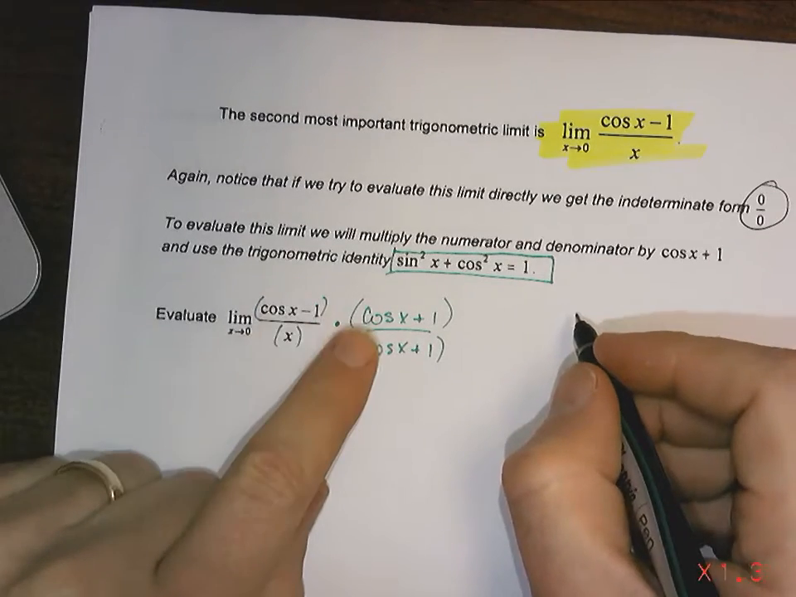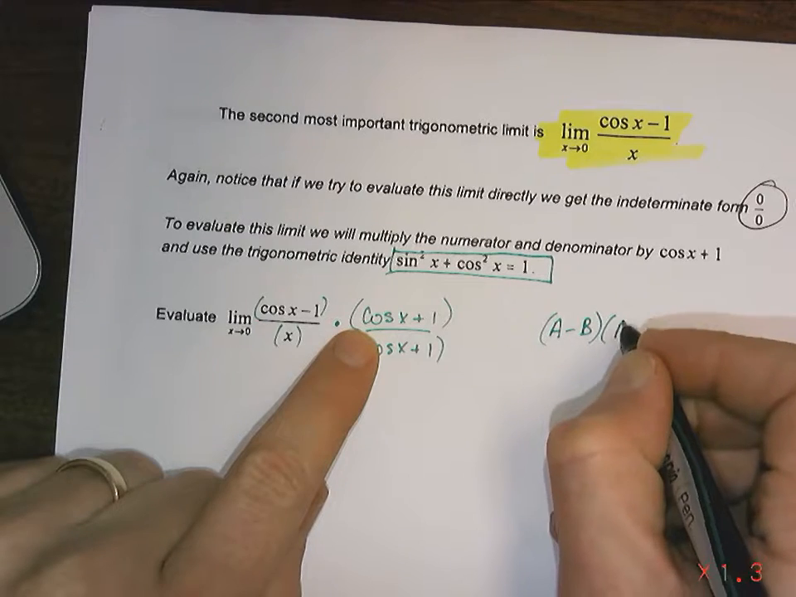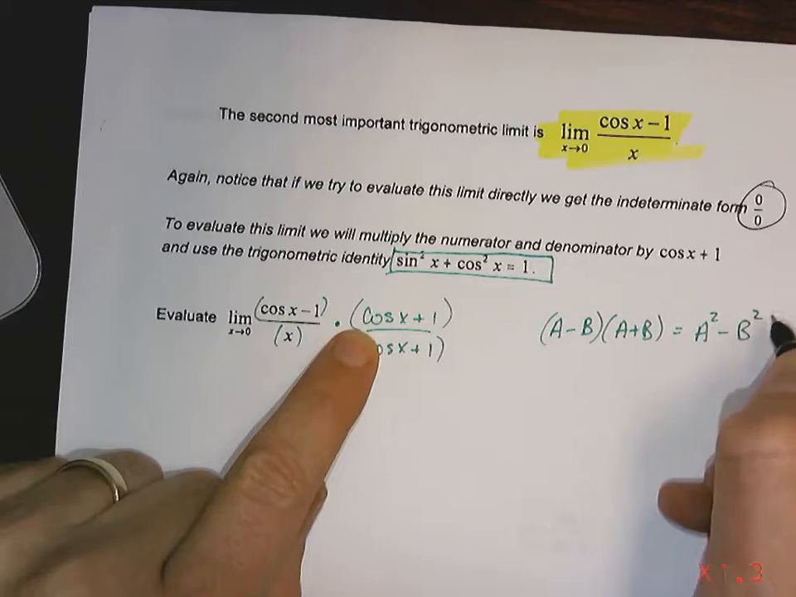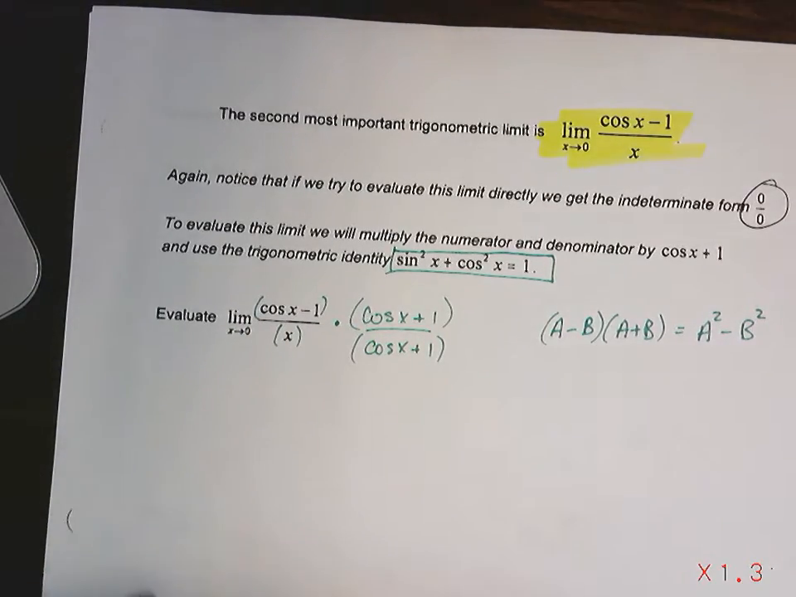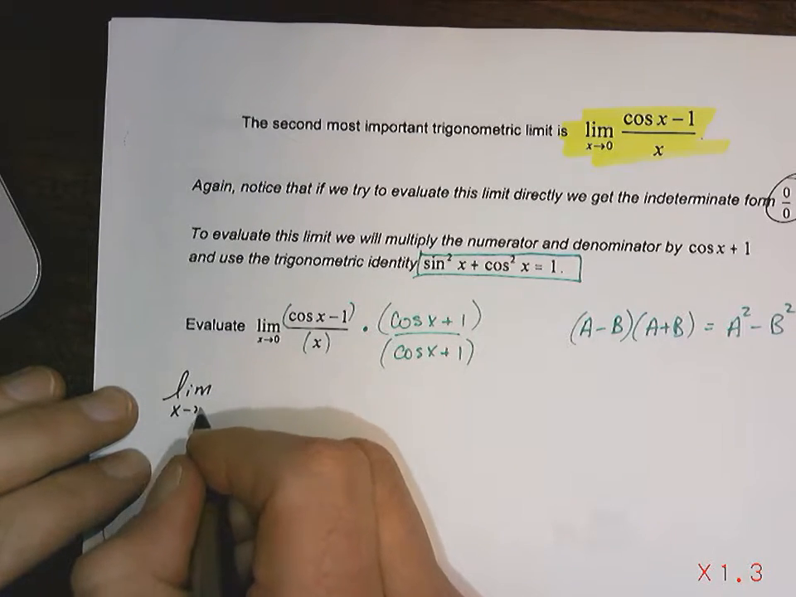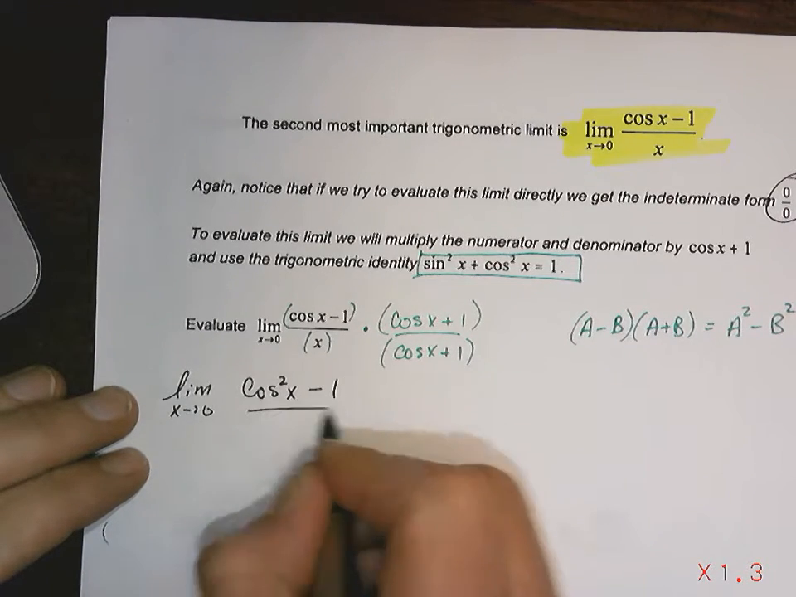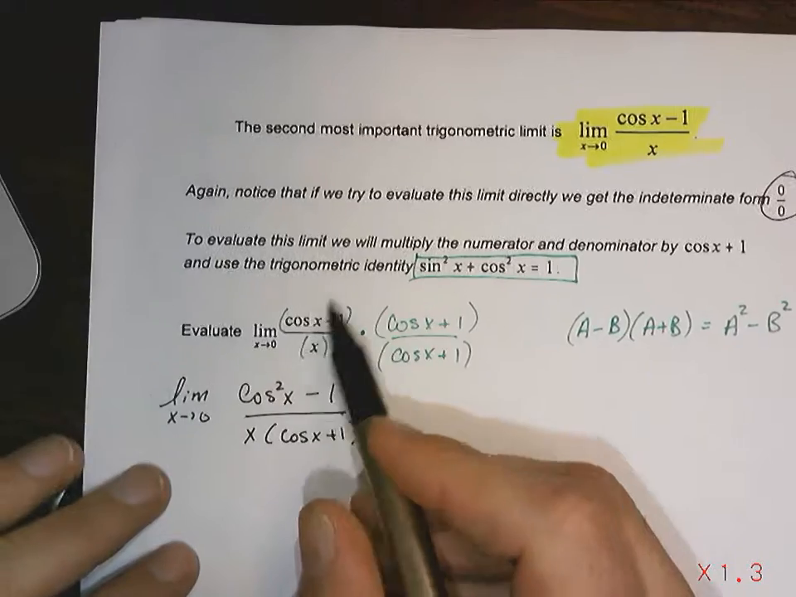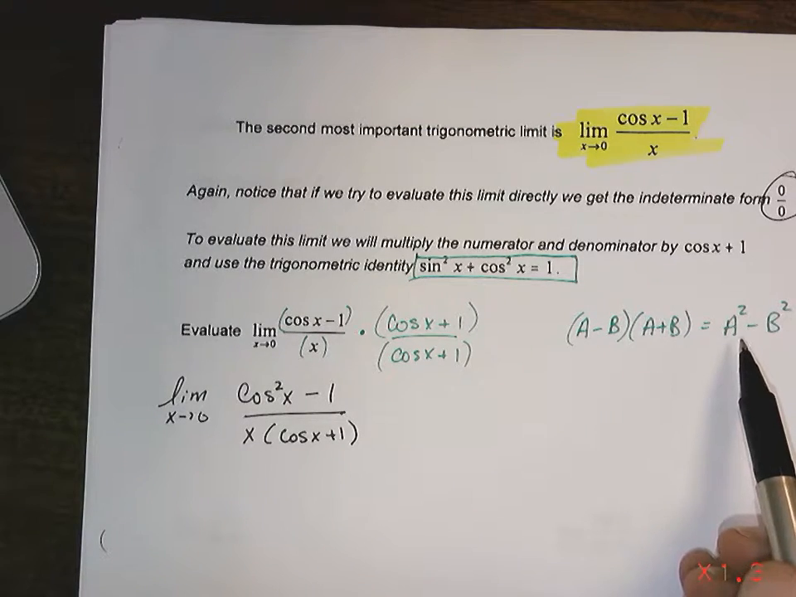James, this is a difference of squares, just as if it was a minus b and a plus b. So that's going to go together to give us a squared minus b squared. Okay, the top is a difference of squares. The bottom we do not expand. We're going to leave it in factored form. So it's going to be the limit as x approaches 0 of cos squared x minus 1 over top of x times cos x plus 1. Now, if you wanted to, and expanded this with the little arrows, that's fine. You'll eventually get here. It'll take you longer.